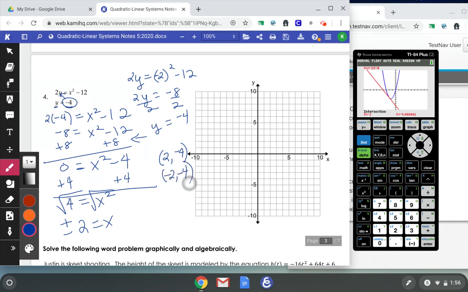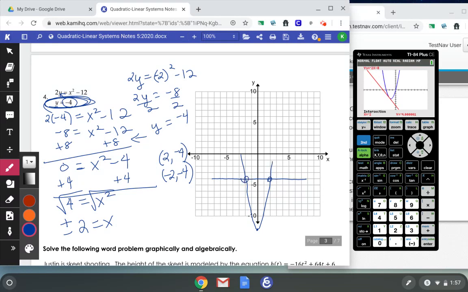-2, -4. And this makes sense because if we look at it, this equation right here is y equals -4, and that is going to be a horizontal line going across like this. And then our curve is going to come down here like this. And so it's crossing at these 2 points.